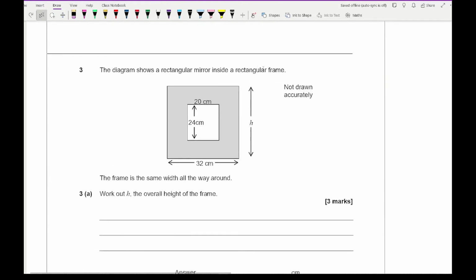Moving on to question 3, it says this diagram shows a rectangular mirror inside a rectangular frame. The frame is the same width all the way round, and it says work out H, the overall height of the frame.